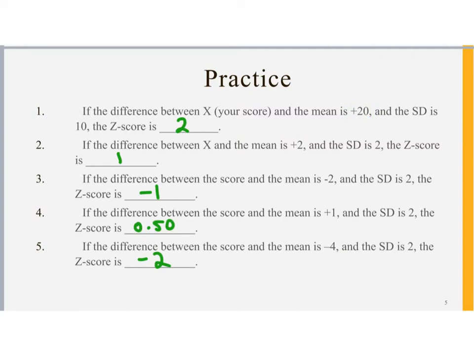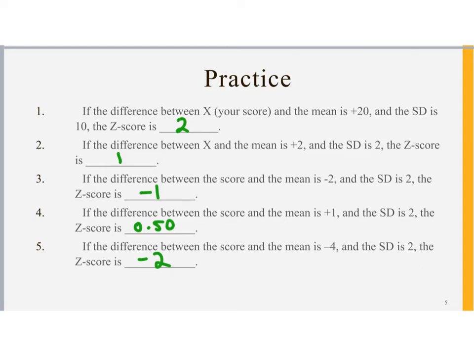In the second scenario, we have a deviation of 2 and a standard deviation of 2, so the z-score is 1. In the third example, we have a deviation of -2 and a standard deviation of 2, so the z-score is -1 because we're 1 standard deviation below the mean.